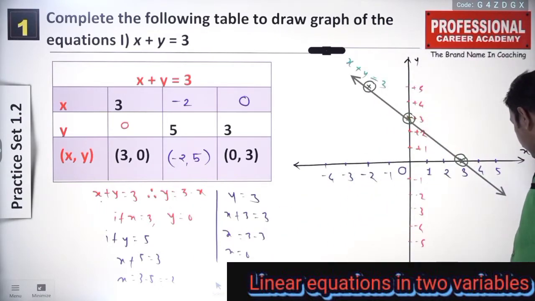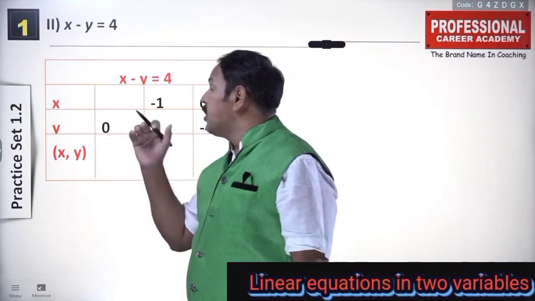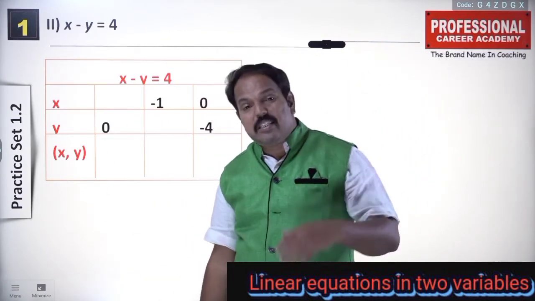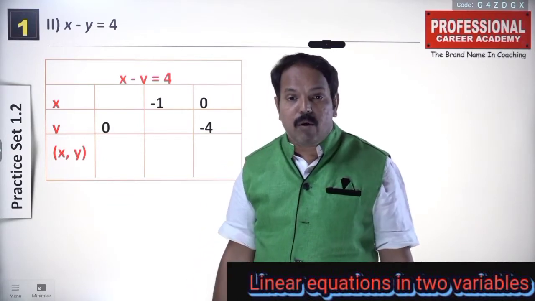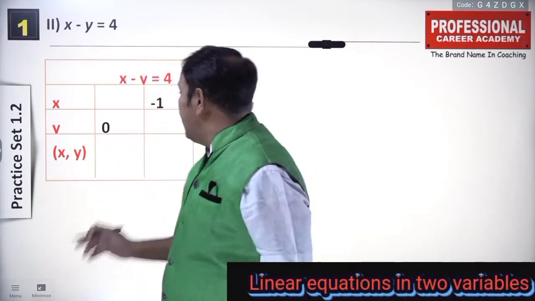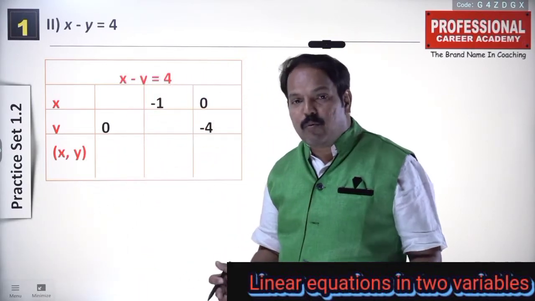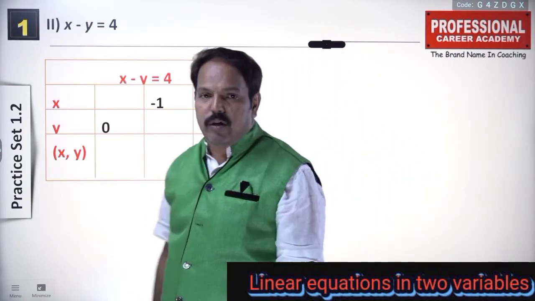Okay. Another question. Now see here, this is another one. x minus y is equal to 4. This is the second equation, and the question asked is, plot the graph for this line. How to plot? Again it is an activity and a table is given. Some values for x and y are given. We have to find the remaining values and also the coordinates.